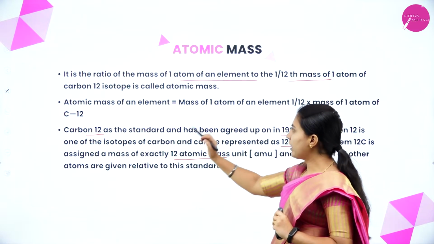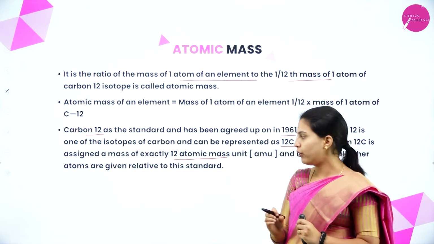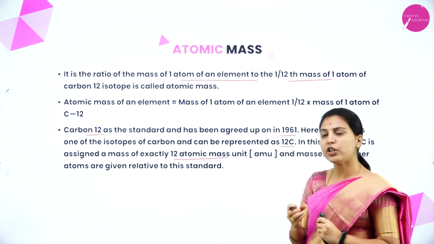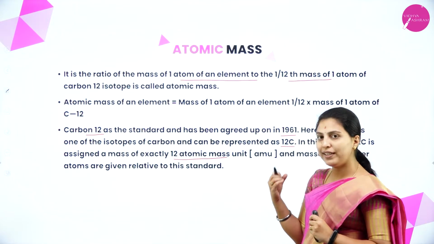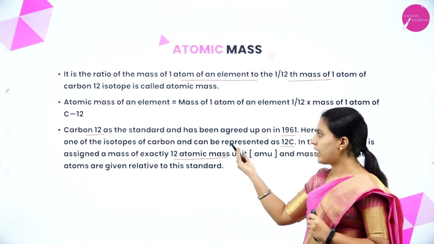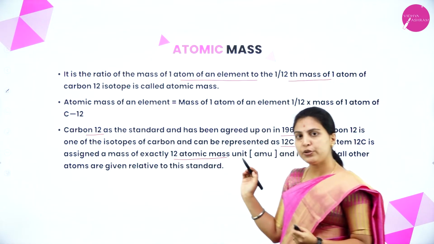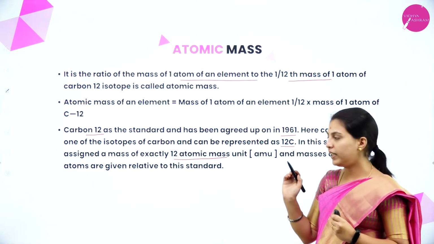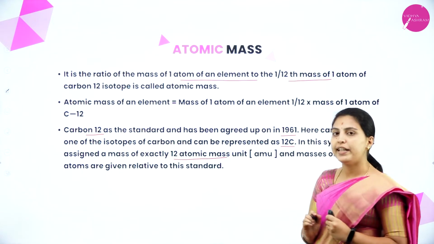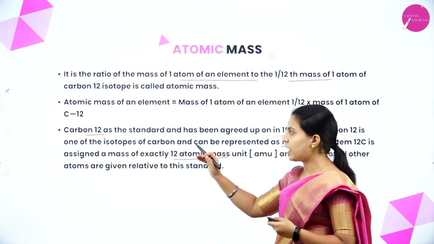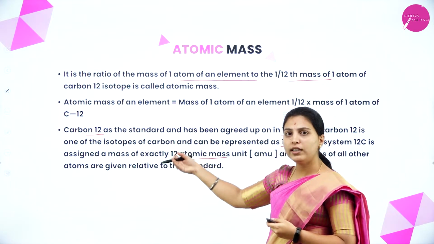Why have they chosen carbon-12 only? They have shown that it is exactly assigned 12 atomic mass units. That's why they have taken it. What is that? Carbon-12, the isotope of carbon. Only carbon-12 should be the standard. It was agreed in the year 1961. Okay. Using this standard, they find all the atomic masses.